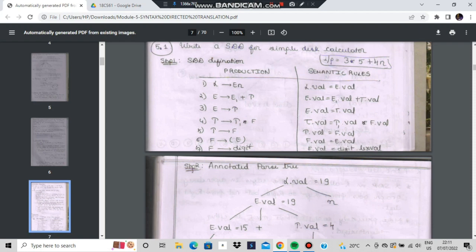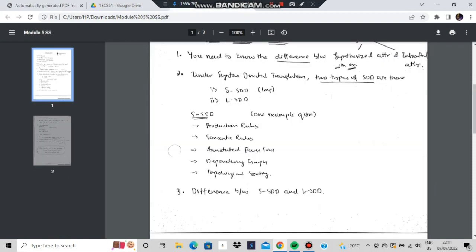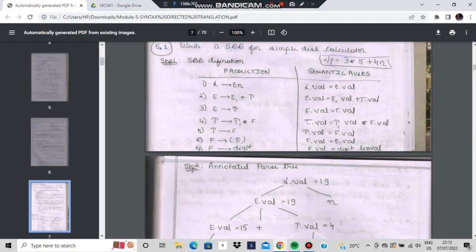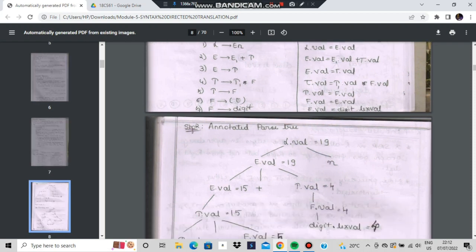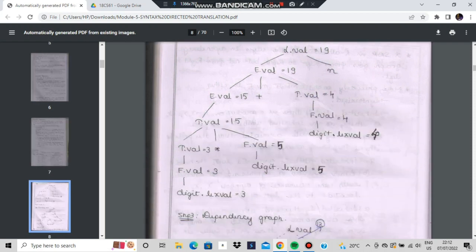Then you have to write the annotated parse tree. That's the third step, our third step, right? Annotated parse tree. So let's see how to write annotated parse tree. If you observe carefully here, where you are starting the program from, 3 into 5. That's the first thing which you are taking into consideration. So what you will write is, first you will write here 3. 3 is a digit. 5 is also a digit. So you'll be writing 3 and 5 as such.